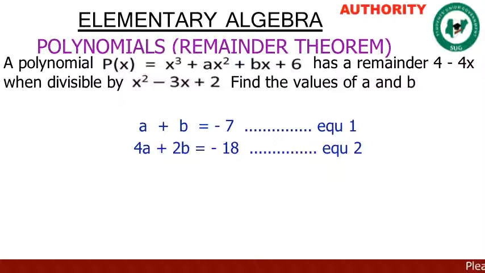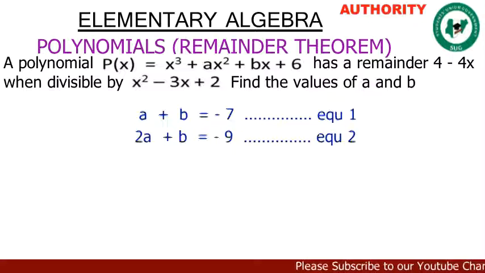So let's divide everything by 2. So we're going to have 4a divided by 2 plus 2b divided by 2 is equal to minus 18 divided by 2. So we're going to have 2a plus b is equal to minus 9. This is our new equation 2. So we are having equation 1 to be a plus b is equal to minus 7, and equation 2 to be 2a plus b equal to minus 9.